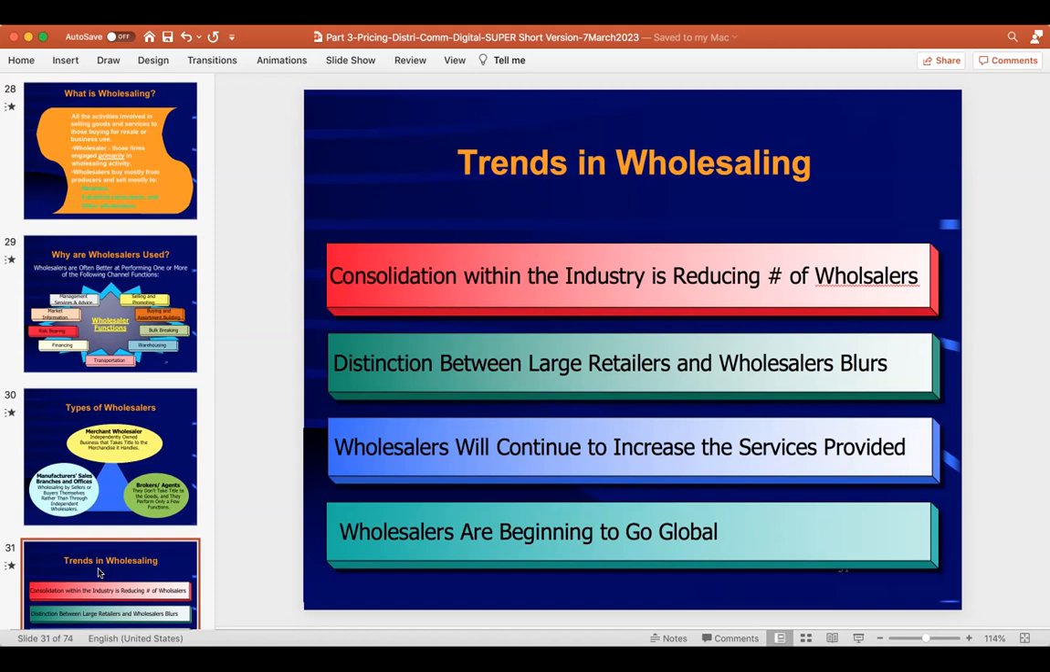Wholesalers, to survive, need to keep increasing services. Normally, a wholesaler likes to sell in large quantities, but wholesalers are starting to be more flexible. If you're in the fashion industry, a wholesaler would like to sell you 1,000 yards of material, and they don't sell less than 1,000 yards because it's too much effort. Then you find that they're starting to sell 500 yards and 200 yards in order to offer more flexibility.